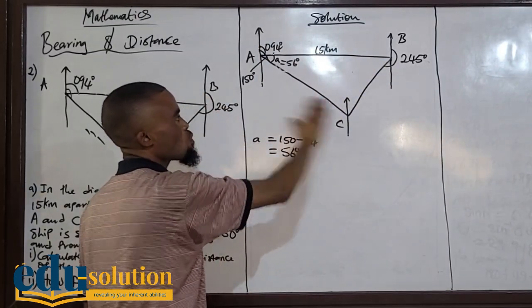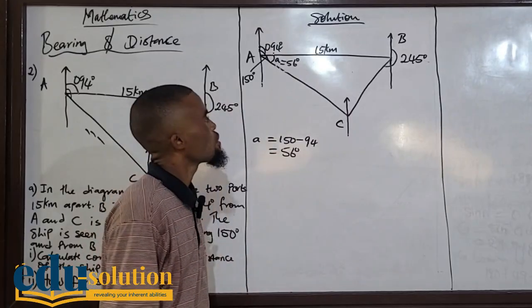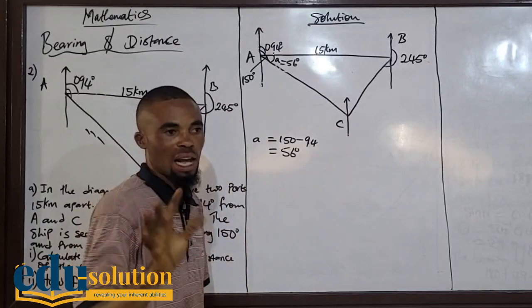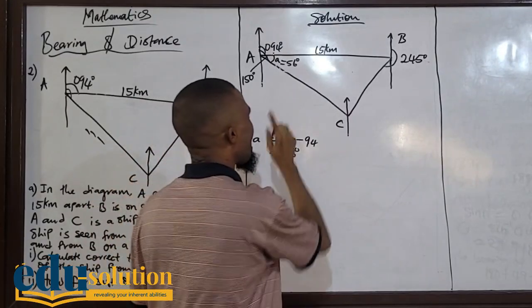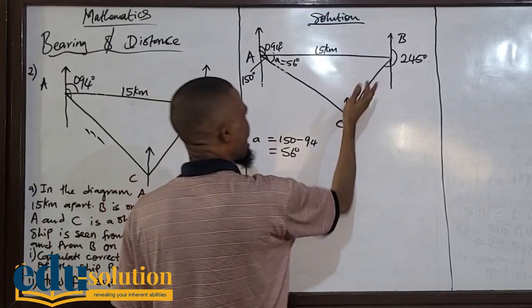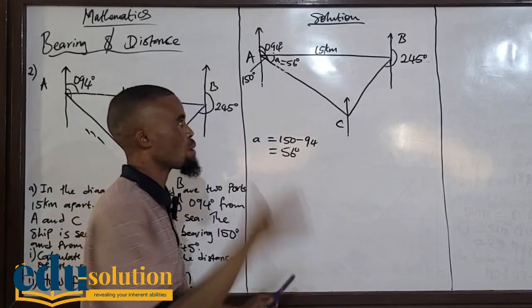So if we want to use cosine rule, it will not work here. Why? Because we are not given two sides, and also the angle that we have is opposite to the side that we are not looking for. So cosine rule will not work here. So we are using sine rule.